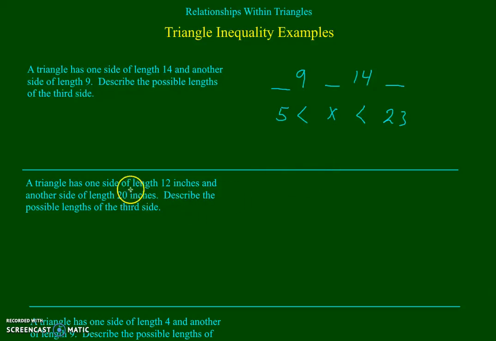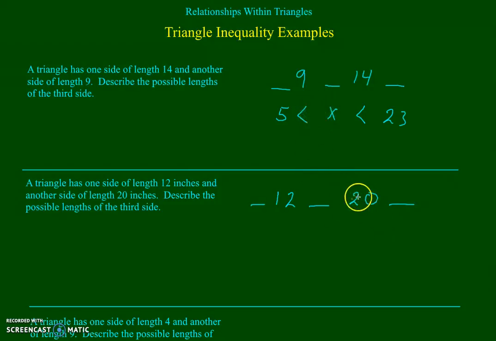Here we have a triangle of side length 12 and 20. So again, I'm going to organize these by smallest to largest, and we do the same idea. Is there a value to the left of 12, smaller than 12, that will add up to give us a number greater than 20? Yes, there is. There is a number between 12 and 20. And what about greater than 20? Yes, there is. So we do the same basic process.